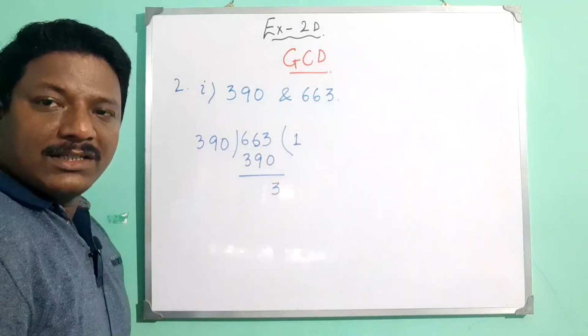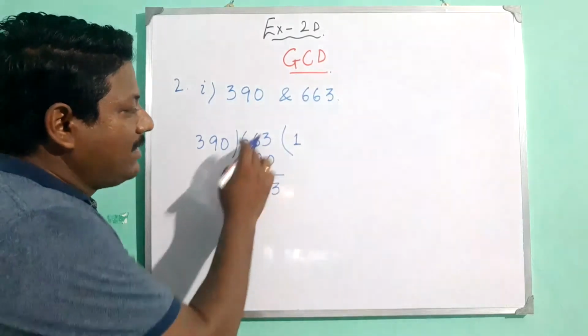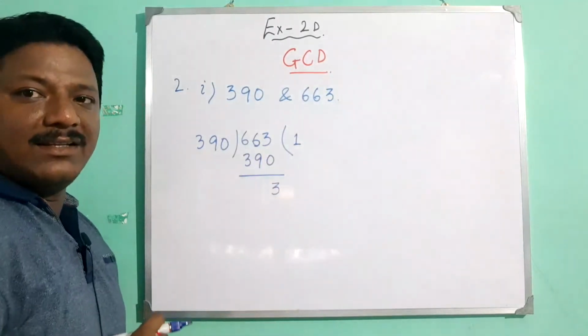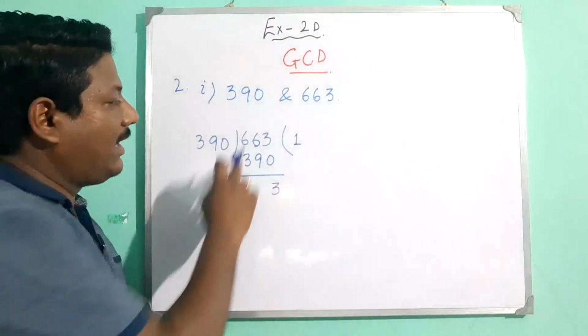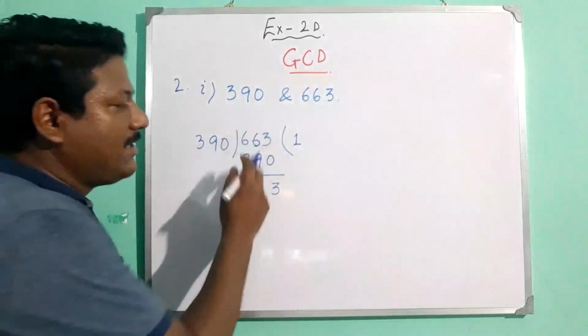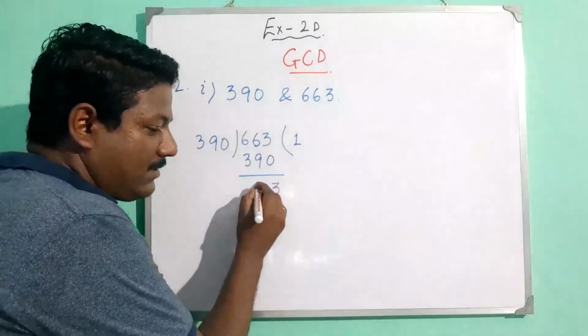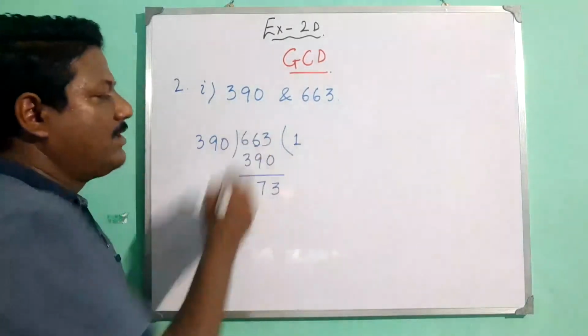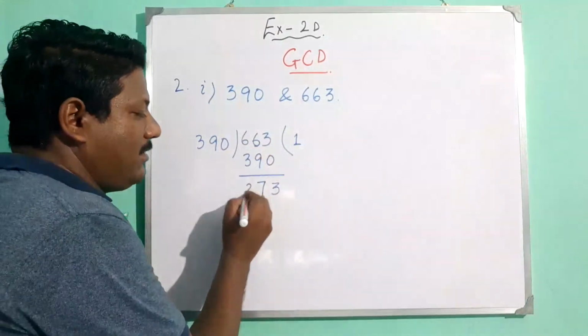Okay, 3 will come down. Then 6 minus 9. Now 6 will take 1, carry 1, borrow. It will be 16 minus 9, it will be 7. And over what is left? 5. 5 minus 3 is 2.